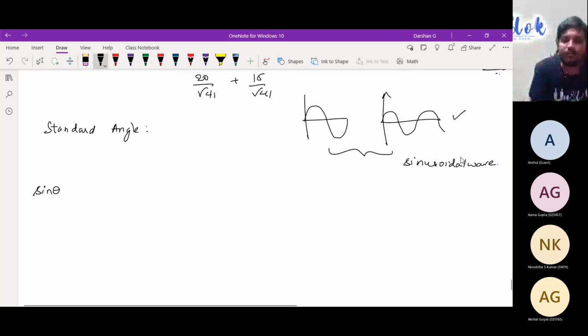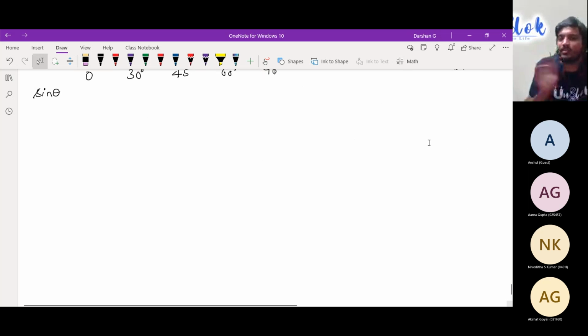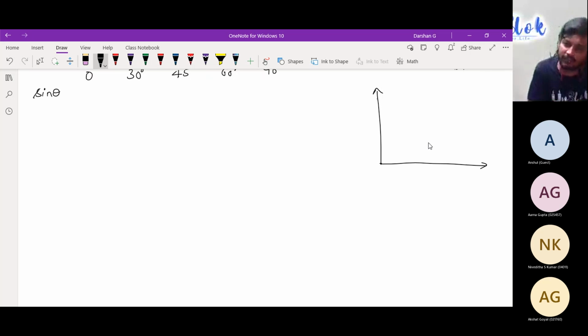So we have a few standard angles: one is 0 degrees, one is 30 degrees, one more is 45, 60 degrees, and 90 degrees. Now, how to remember the value of everything? I'm just telling how to remember. So I'm drawing one cycle of the sine wave, from this point to this point.